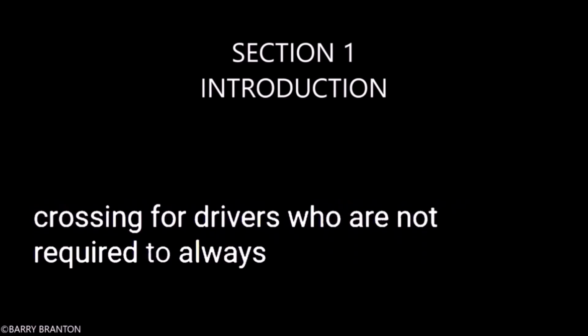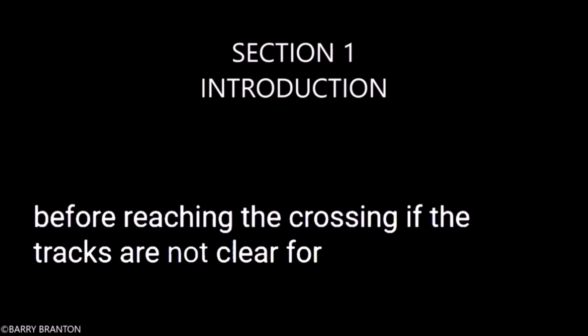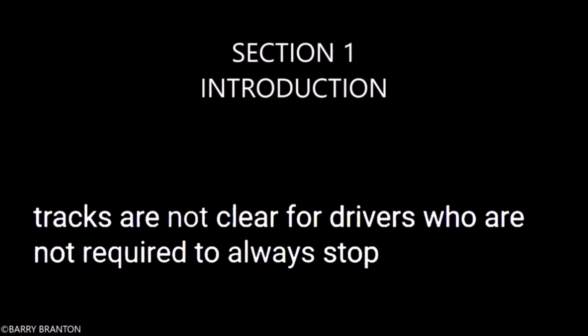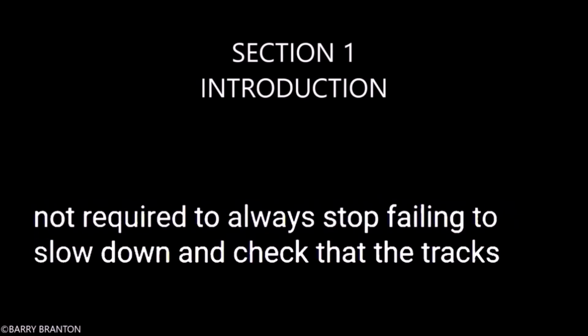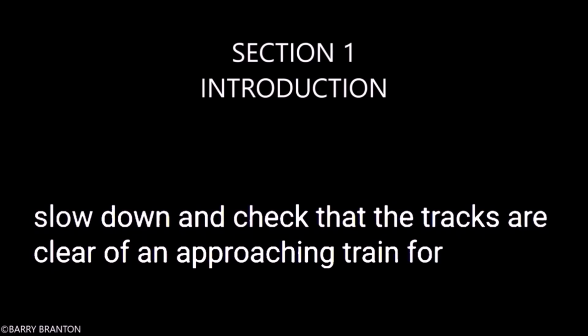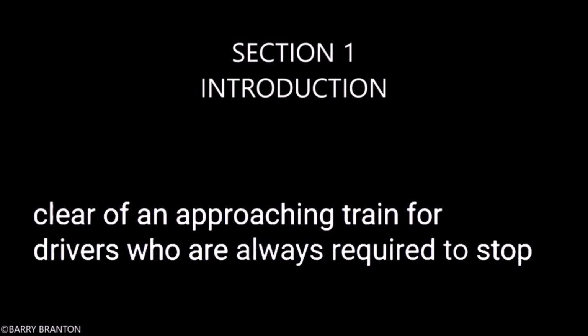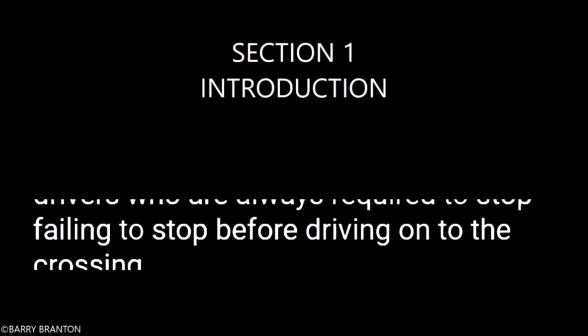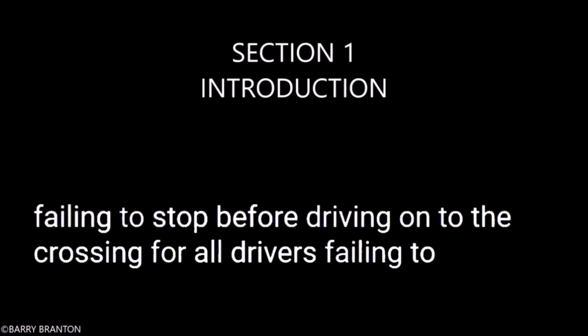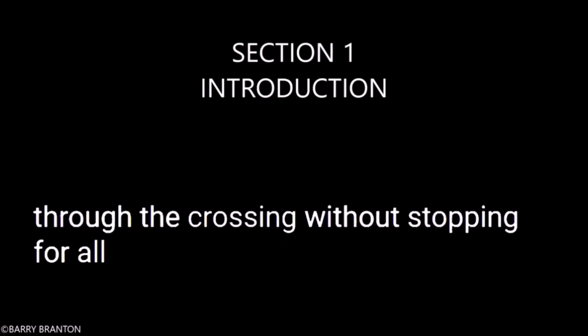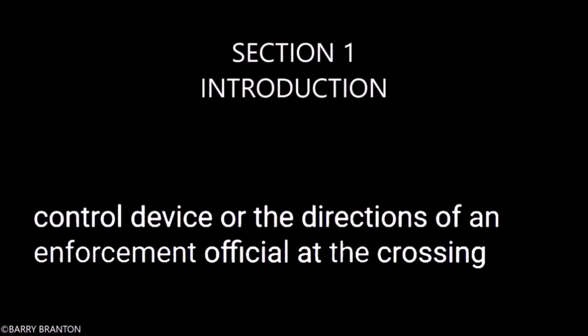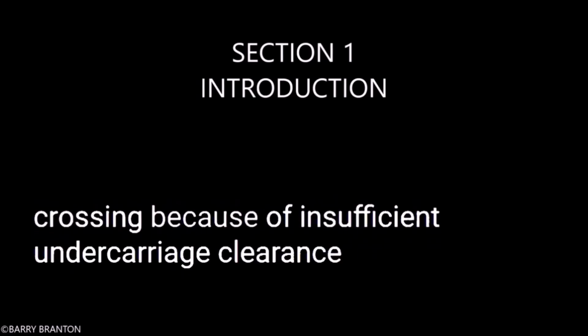For drivers who are not required to always stop, failing to stop before reaching the crossing if the tracks are not clear. For drivers who are not required to always stop, failing to slow down and to check that the tracks are clear of an approaching train. For drivers who are always required to stop, failing to stop before driving onto the crossing. For all drivers, failing to have sufficient space to drive completely through the crossing without stopping. For all drivers, failing to obey a traffic control device or the directions of an enforcement official at the crossing. For all drivers, failing to negotiate a crossing because of insufficient undercarriage clearance.